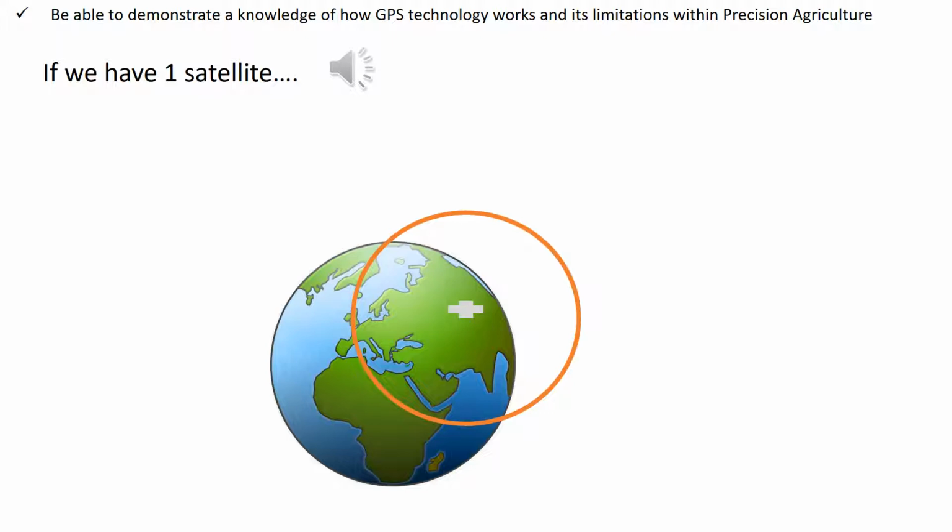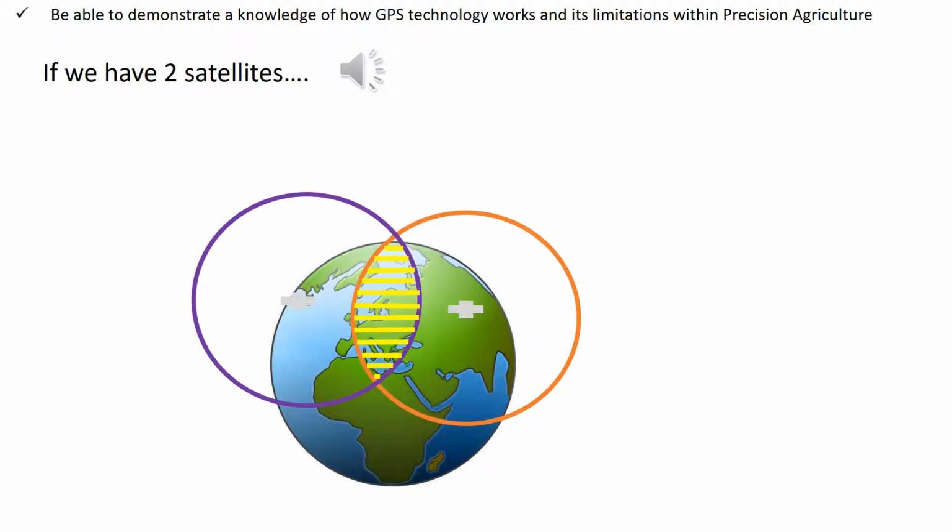If we have just one satellite, there is a circumference from the satellite to the Earth which would be the same distance all the way around. This means that rather than having one point on Earth which is the exact distance to the satellite, there is actually a circle on Earth which is the exact distance to the satellite. So we need more than one satellite.